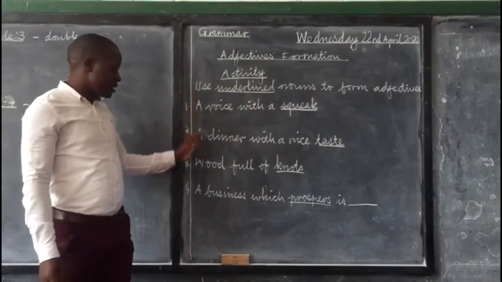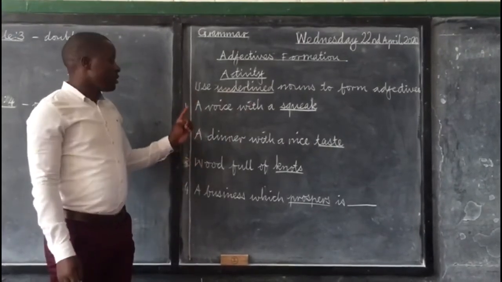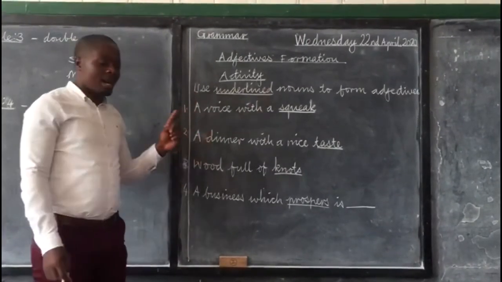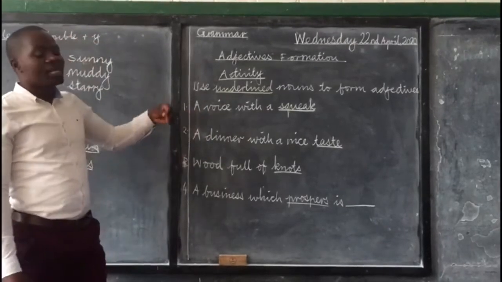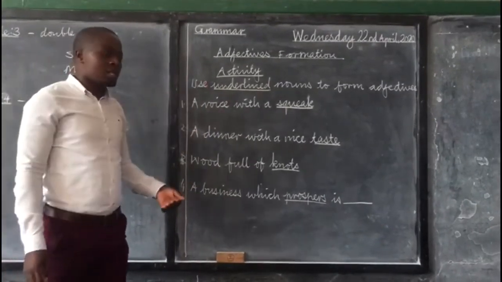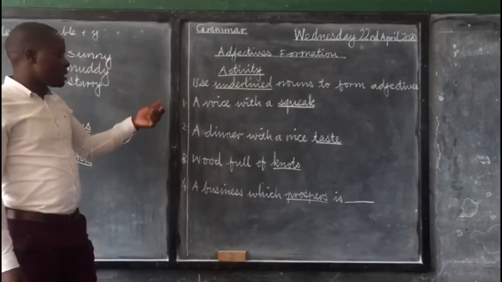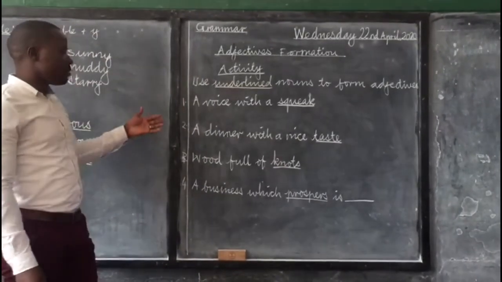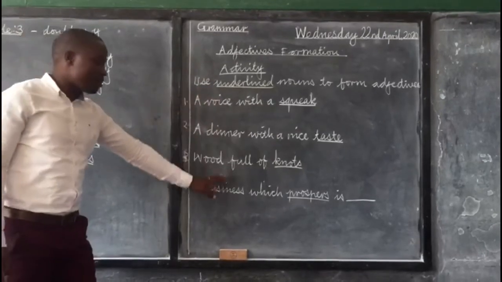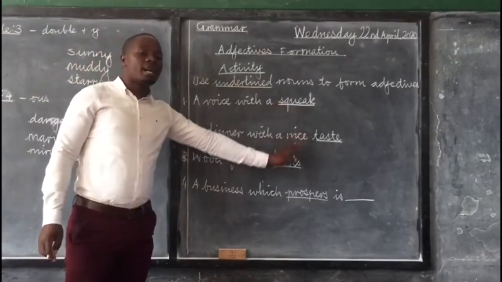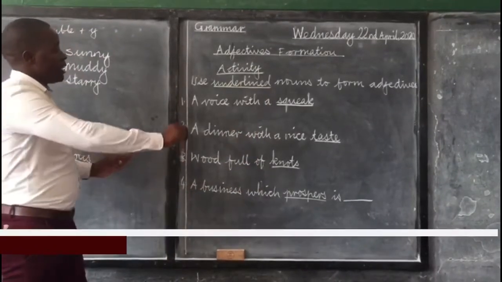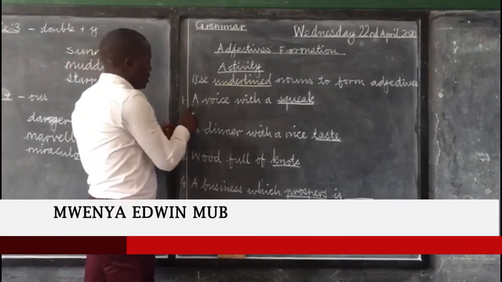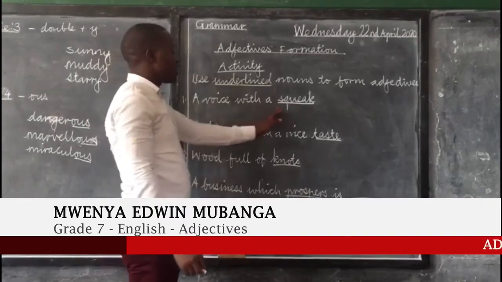So for each sentence given in this activity, there is a word which is underlined. That word is called a noun. Now, use that noun to make an adjective. Remember the 4 rules that we were going through. We can apply them to change the underlined nouns here to form adjectives.